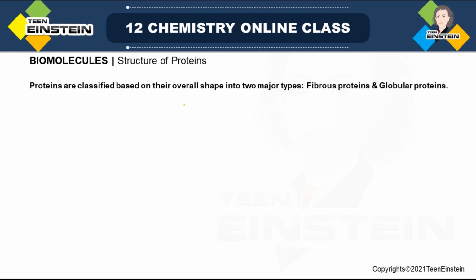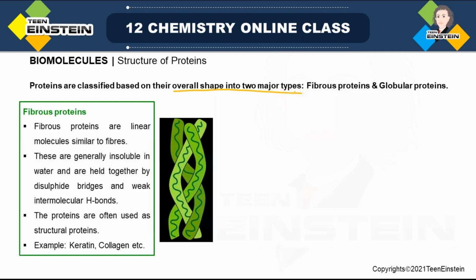So you can consider this discussion as if it is the classification of protein. So proteins are classified based on their overall shape into 2 major types, fibrous and globular, and this falls under the tertiary structure of protein. As the name suggests, when it is fibrous, it will be a rod-like structure.